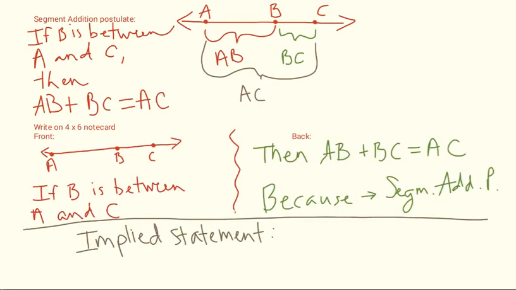As you can see on the left-hand side, this is what the front of your note card would look like. So a picture of the representation, and then you would be given some information. So if B is between A and C, then on the back side, this is what we can write because of that, and the reason why is because of the segment addition postulate.